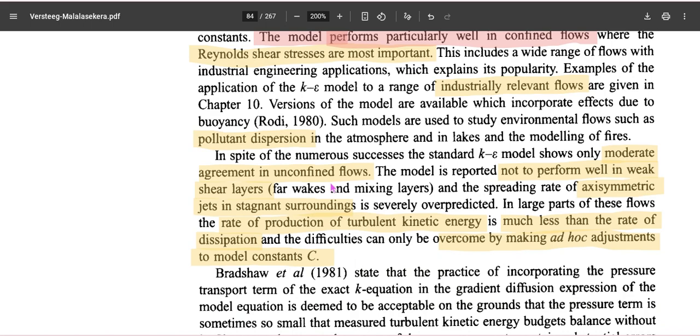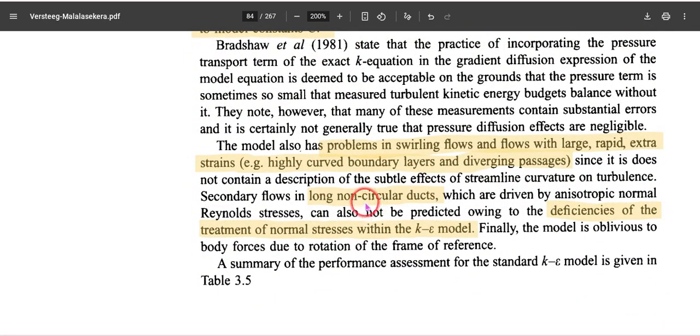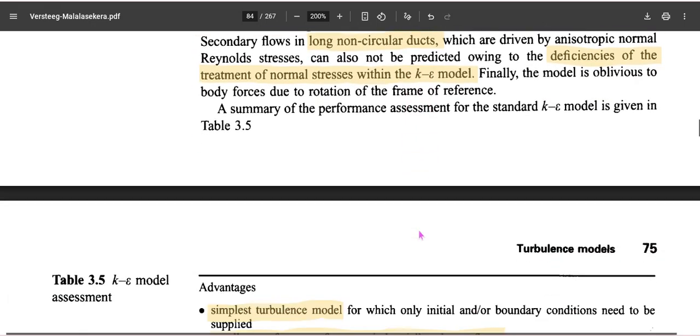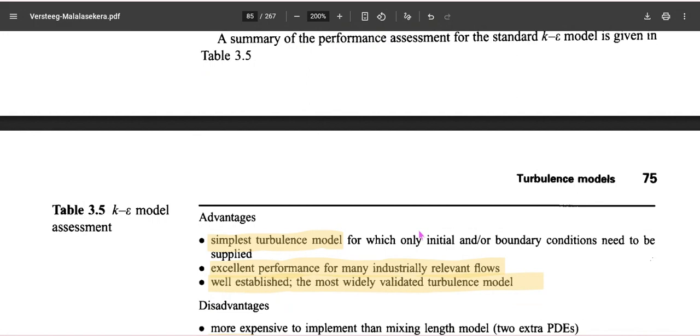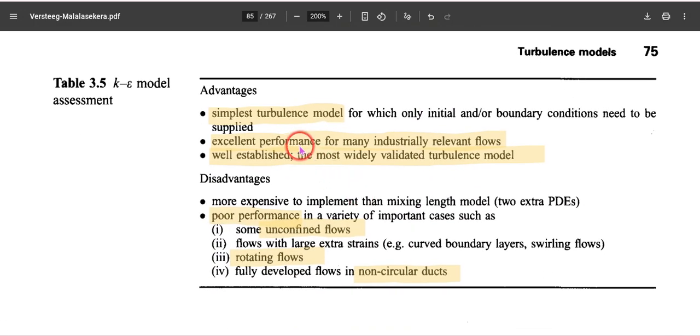But it performs poorly in unconfined flows, like jet flows in stagnant surroundings, and also in axisymmetric flows and in long non-circular ducts. The reason is some deficiency in the treatment of the normal stress within the k-epsilon model. For that reason, for these flows it would be better to model the Reynolds stresses directly, which will be the next part of the video.